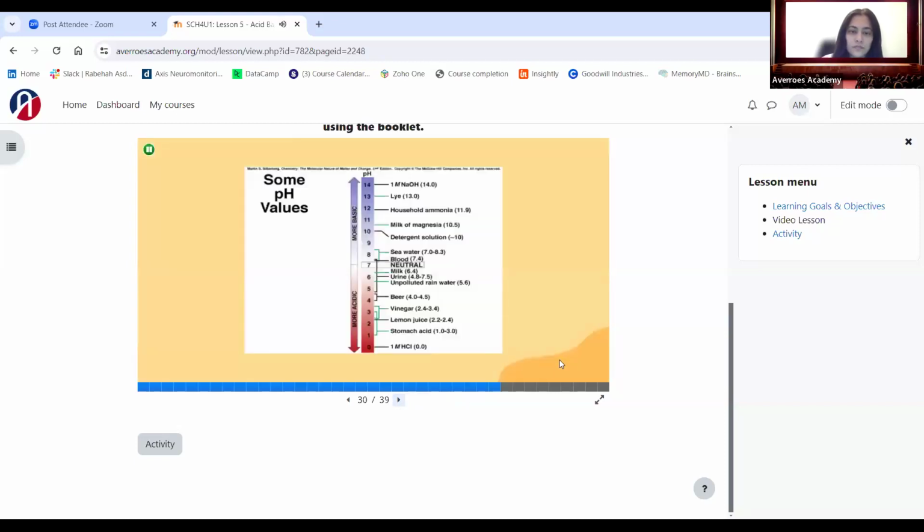And again, just quantifying pH a little bit. So remembering that pH is a scale from 0 to 14, right? 14 being most basic, 0 being more acidic. And where some different things fall along that scale. 7 is neutral, milk is slightly acidic, sodium hydroxide is super basic, stomach acid is super acidic, lemon juice, acidic, vinegar, so on and so forth.